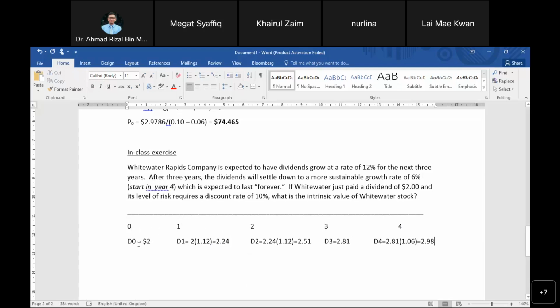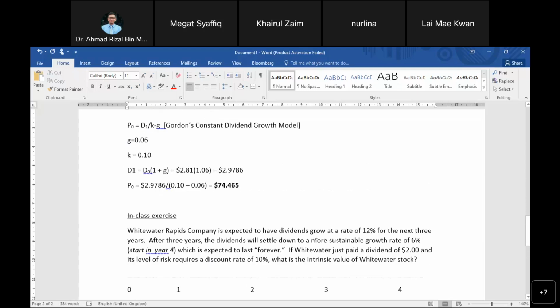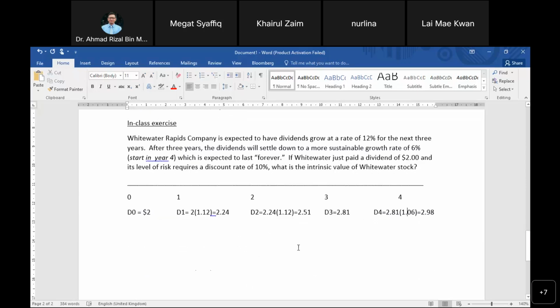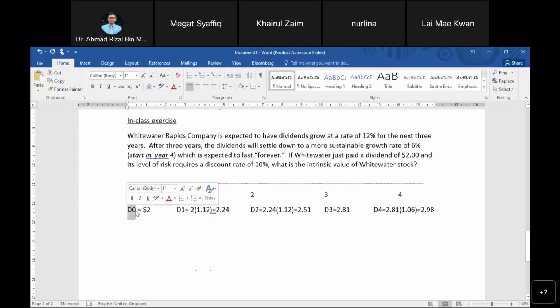So now you have 5 figures here: D0, D1, D2, D3, and D4. And in the earlier example of the final cash flow, we did not include D0. The reason is that this is not the expected cash flow. This is the historical cash flow. So that's why we did not include D0 in the final intrinsic value calculation.